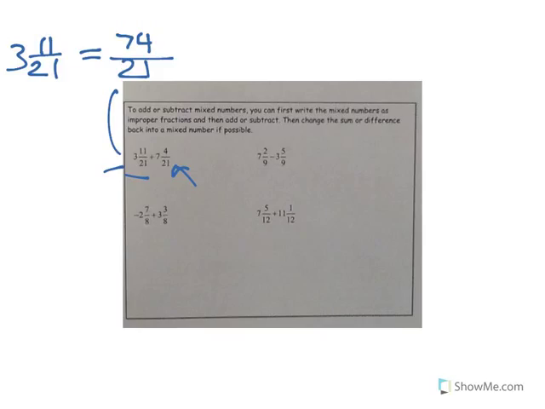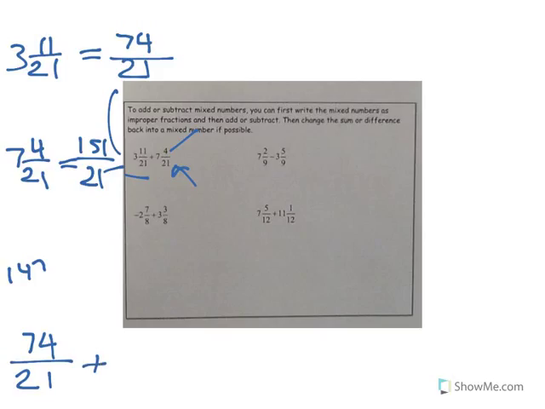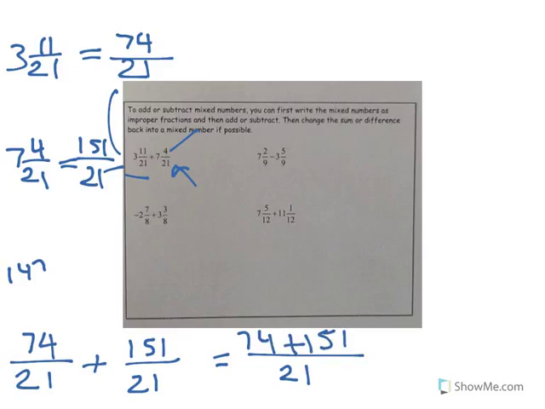Now the second number, same thing. 7 times 21 is 147, and 147 plus 4 is 151, so 151/21. Now I can change this whole problem into 74/21 plus 151/21. It's over 21, so it's going to be 74 plus 151. Let's figure this out, 225, I believe that's correct, over 21.